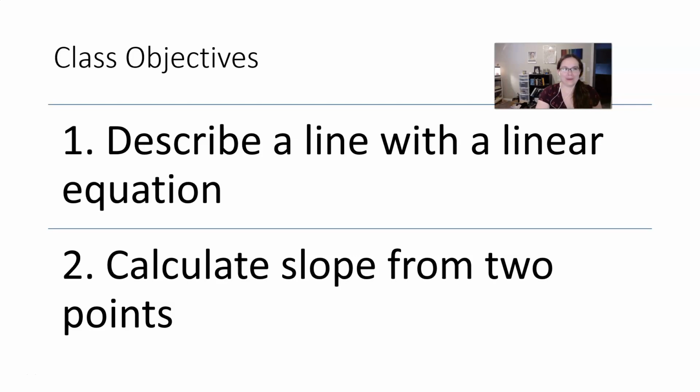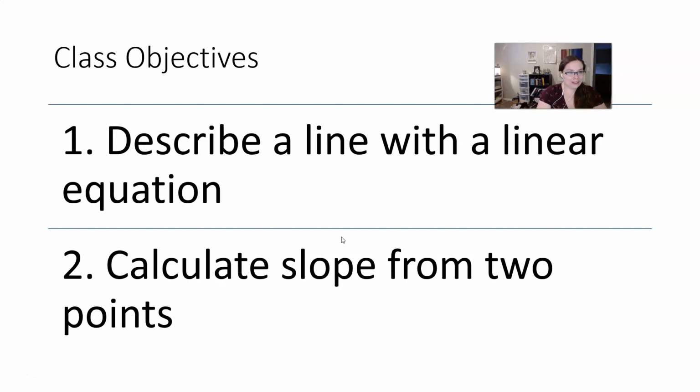We worked on describing a line with a linear equation, so going from the graph to the equation, and then also how to calculate slope from 2 points. If you don't have the graph and you don't have the equation, but you know 2 points on the line, how do you find the slope?